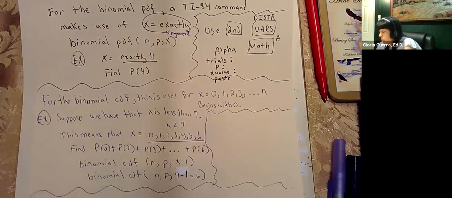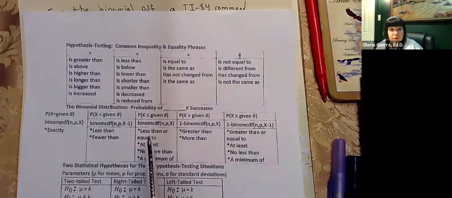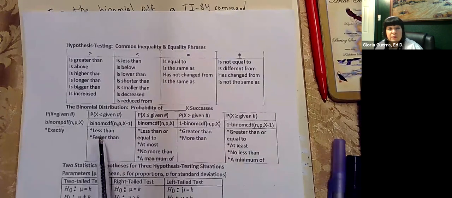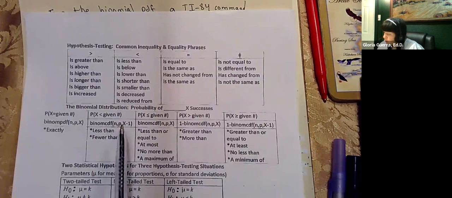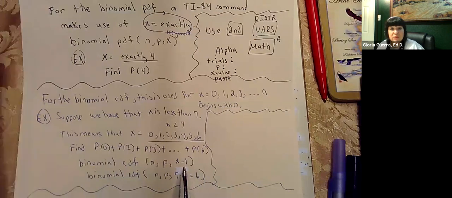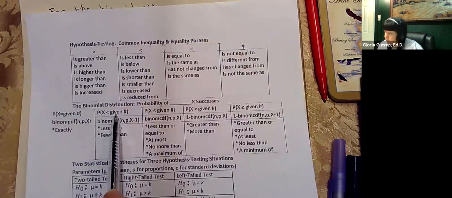Okay, now when I look at that on the sheet, the keyword was "less than 7." So you see, I'm getting that from here. See, right here, less than, right? Less than. So that's where I'm getting that from. Binomial CDF n, p, x minus 1. See, that's where I got this from. So I'm doing 7 minus 1. And you have here probably x is less than the given number. Okay.